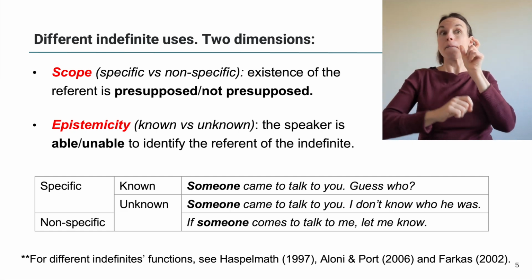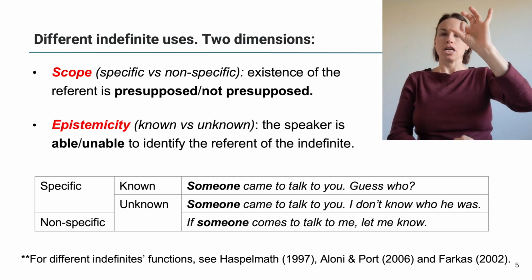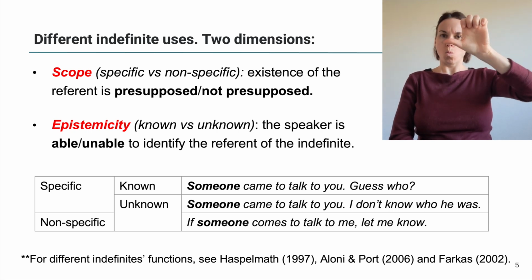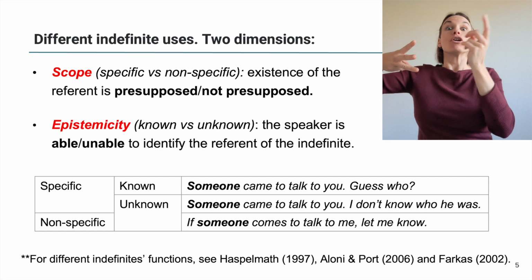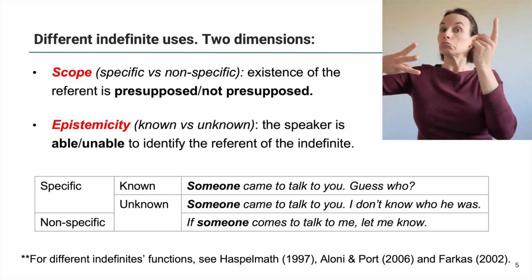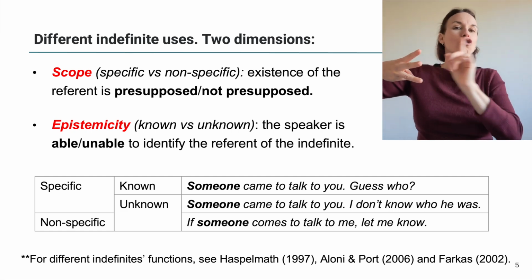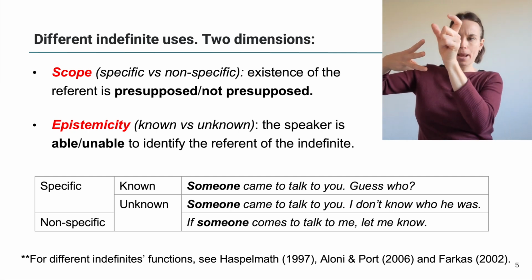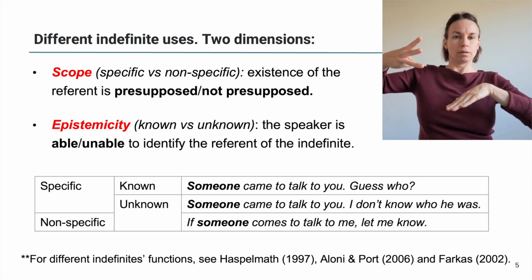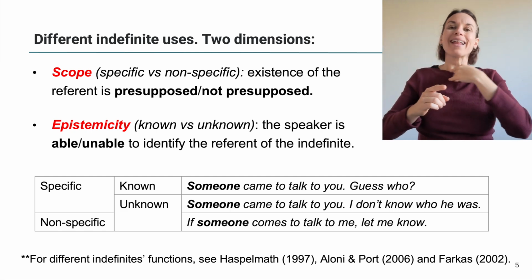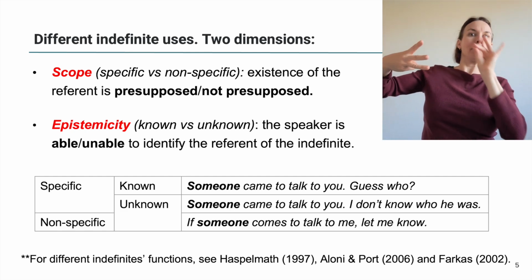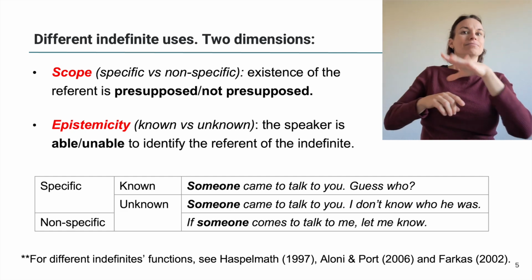As you can see, English uses the indefinite someone for the three functions that result of combining these two dimensions. That is, specific known, specific unknown, and non-specific, for which the dimension epistemicity is not really relevant. So in English, these different interpretations of the indefinite someone are said to be inferences.